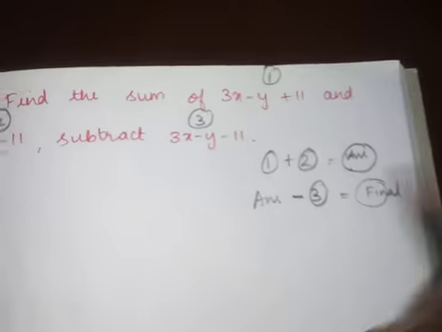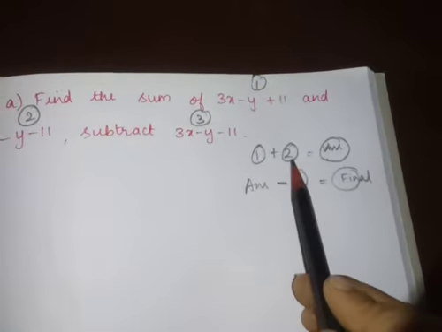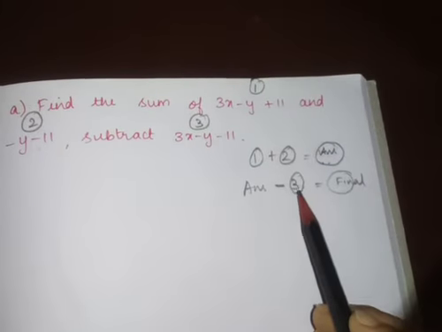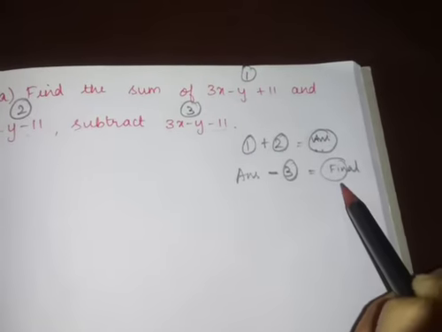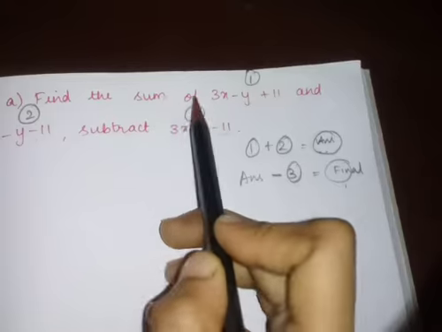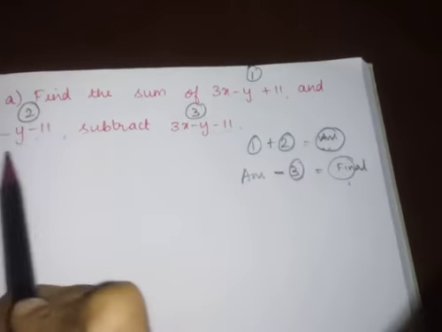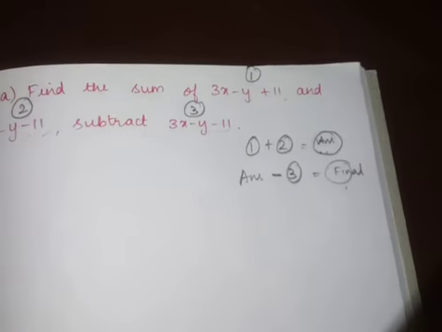Okay. So listen, I'm adding the first expression and the second expression, so I'll get one answer. With that answer, I am subtracting the third expression. So I'll get the final answer. So that is what is given in this question. Find the sum of 3x minus y plus 11 and minus y minus 11. Subtract 3x minus y minus 11.